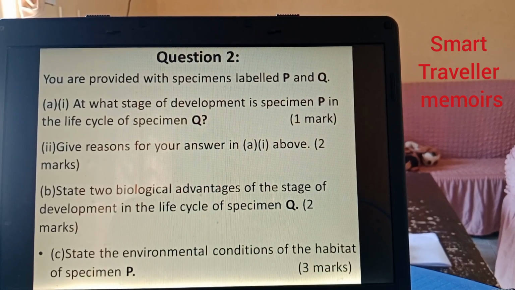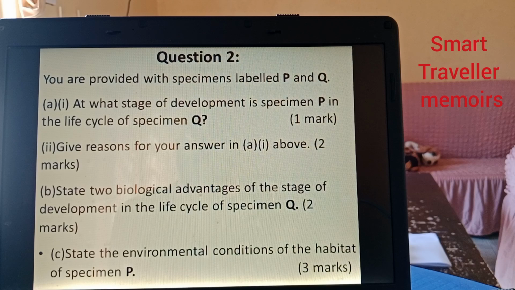For question 2, you are provided with specimens labeled P and Q. In part A, Roman 1, you are being asked at what stage of development is specimen P in the life cycle of specimen Q. You are given 1 mark. Give reasons for your answer in A1 and above. You will get 2 marks, meaning that there are 2 reasons you are required to give. Remember, I told you in biology, when you see the marks, it suggests the points you put down.